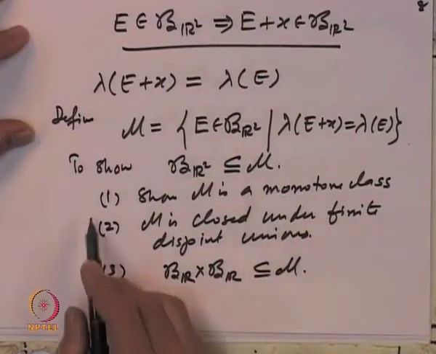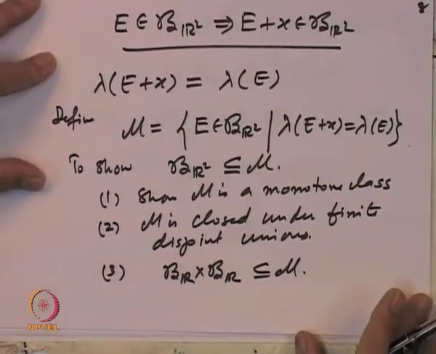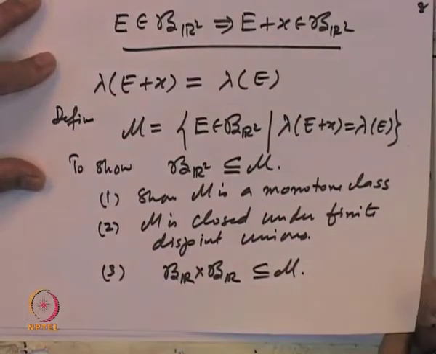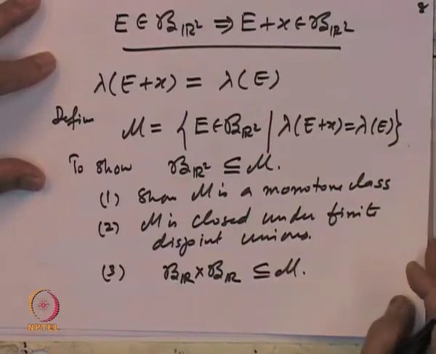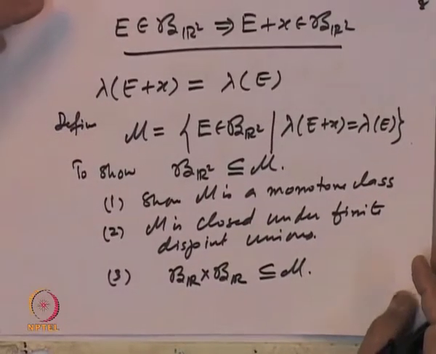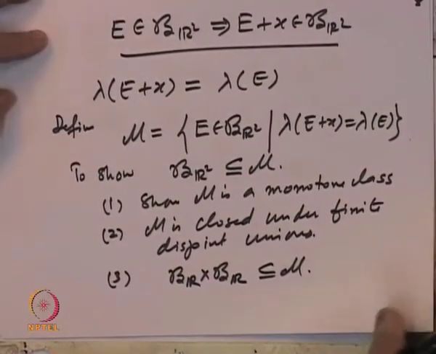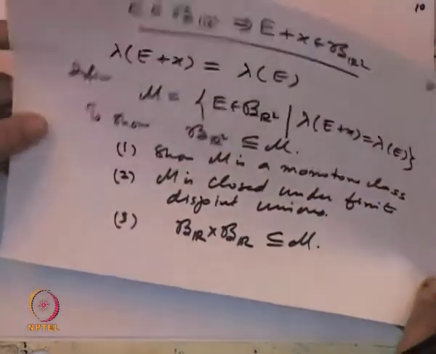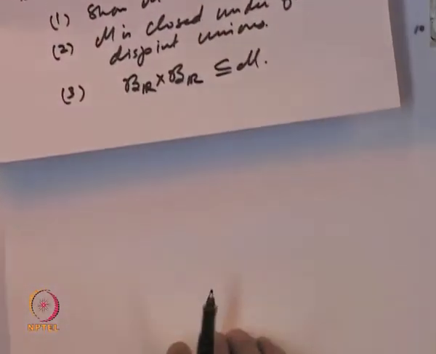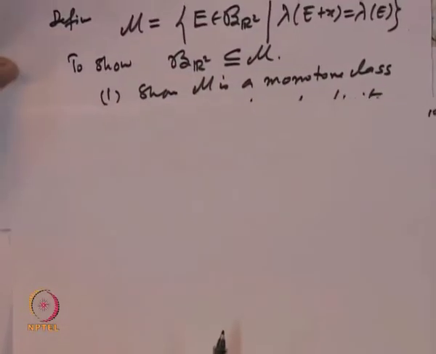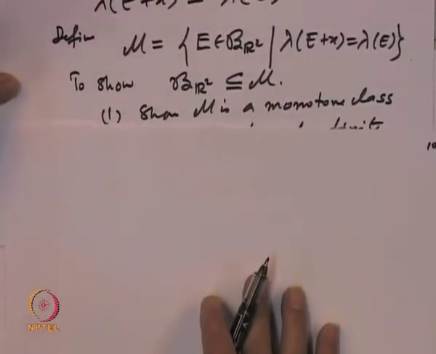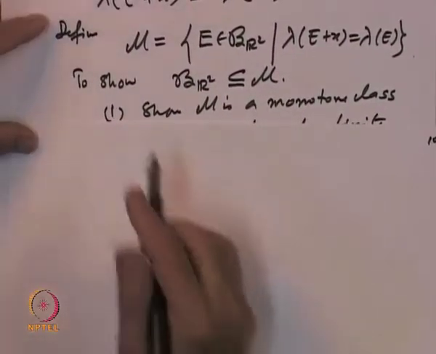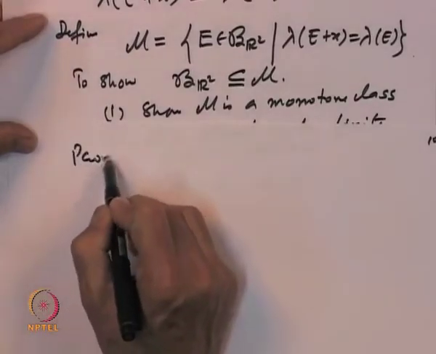So, we have to verify these three things, namely M is a monotone class, M is closed under finite disjoint unions, and Borel rectangles are inside M. Let us look at the first one, that M is a monotone class. So, proof of 1.